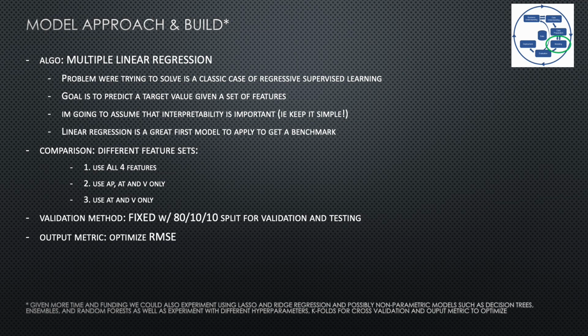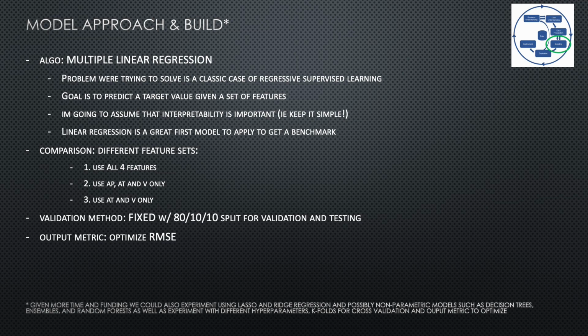So when it comes to determining what model I'm going to use, I'm going to go with multiple linear regression here. And the reason I'm doing that is I think the problem we're trying to solve here is just a classic case of regressive supervised learning. The goal is to predict a target value given a set of features. I'm going to assume that interpretability is important here, so I want to keep this simple. And linear regression is really just a great model to try first, to get a benchmark.